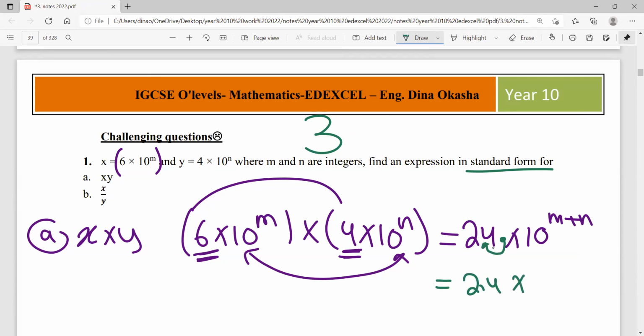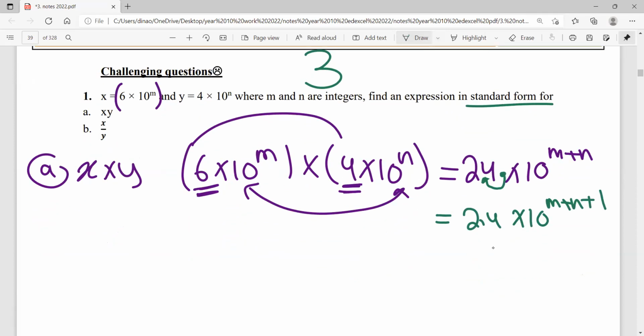Moving to the left once, as we said, what will happen to the power of 10? I add to the power of 10. Left, I add to the power of 10. Right, I subtract. So that's the first question done. Question A. Let's move on to question number B.